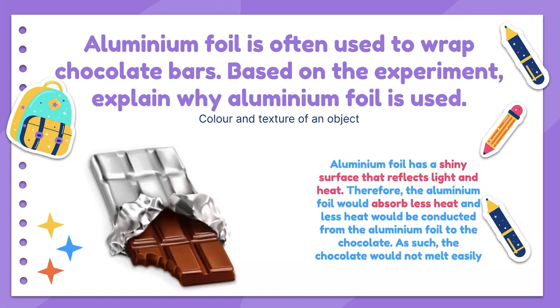Part B. Aluminum foil is often used to wrap chocolate bars. Based on the experiment, explain why aluminum foils are used. Aluminum foil has a shiny surface that reflects light and heat. Therefore, the aluminum foil would absorb less heat, and less heat would be conducted from the aluminum foil to the chocolate. As such, the chocolate would not melt easily.